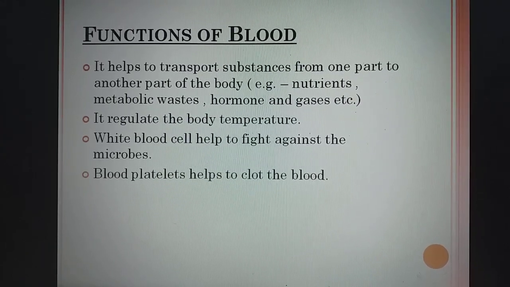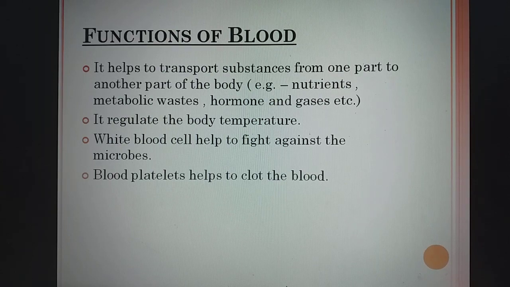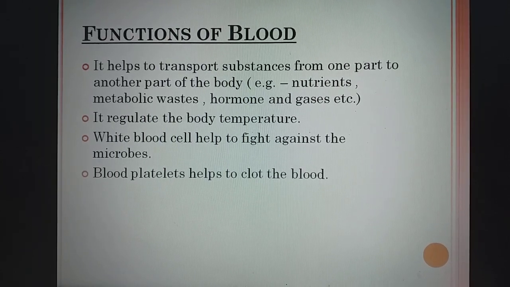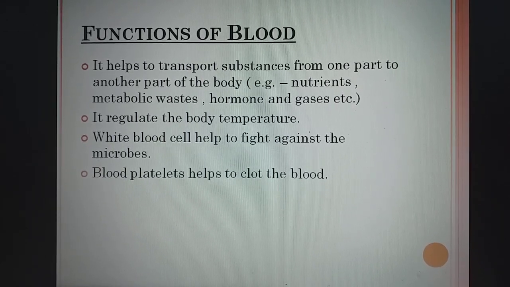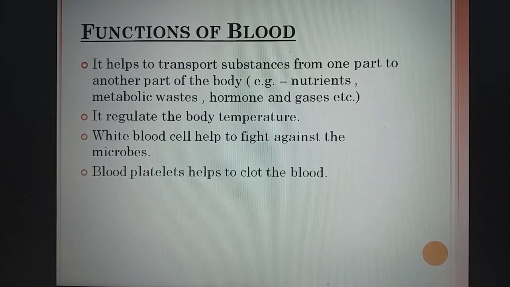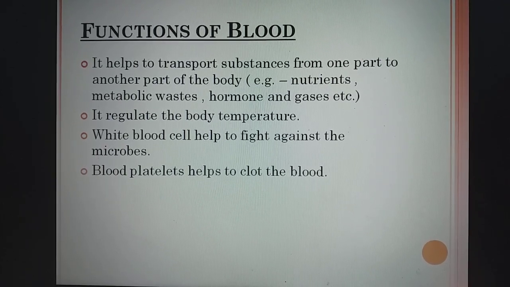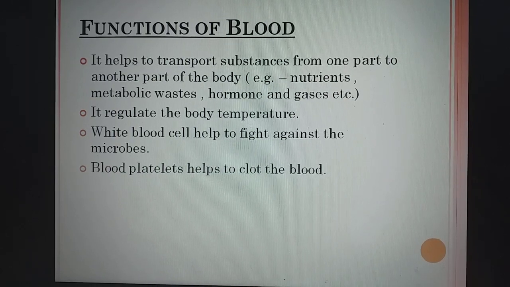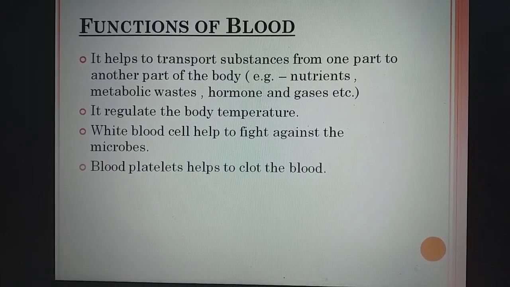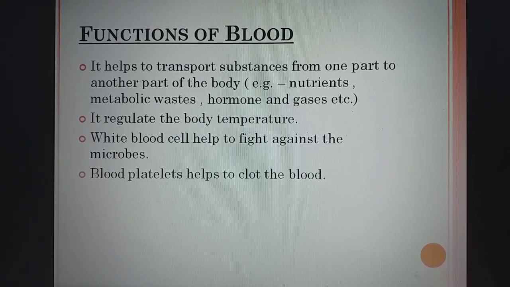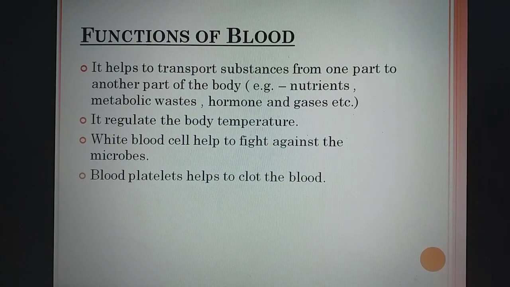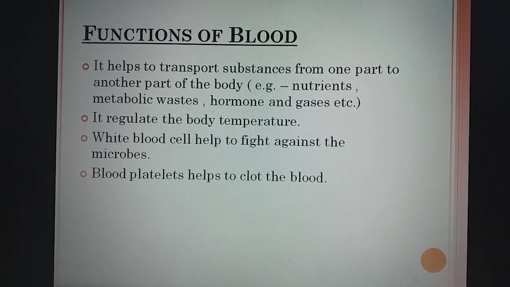Now the function of blood. Blood helps to transport substances from one part of the body to another. These substances are nutrients, metabolic waste, hormones and gases. Next, it helps to regulate the body temperature also. The WBC, a cellular component of the blood, helps to fight against the microbes that enter our body. And another one is the blood platelets, which help to clot the blood.